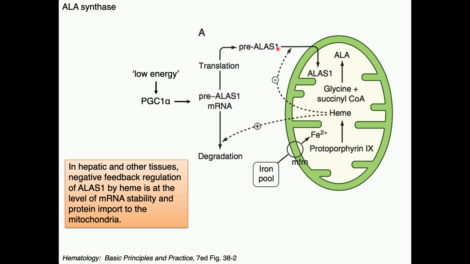If you remember, mitochondrial proteins that are encoded in the nucleus have a leader sequence of positively charged amino acids that plugs them into the mitochondria. So that's why we're calling this the pre-ALAS1. And then once it goes into the mitochondria, that little targeting sequence gets chopped off. So that step is inhibited in hepatic tissues by heme. Okay, so that's the case in the hepatic tissues or tissues that express ALAS1.